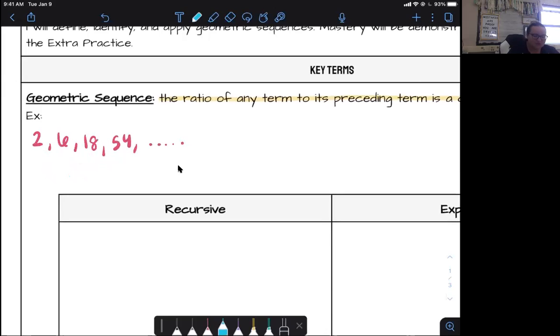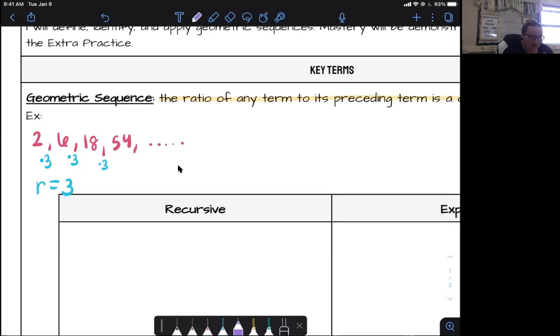Like if I took 2 and multiplied it by 3, so 2 times 3, I would get 6. If I took 6 and multiplied it by 3, I would get 18. What happens when I take 18 times 3? I get 54. So that means that we have a common ratio of 3. And instead of adding 3 each time, we're multiplying by 3 each time. So to find the next term, the 5th term, I would take 54 and multiply it by 3, and so on and so forth.